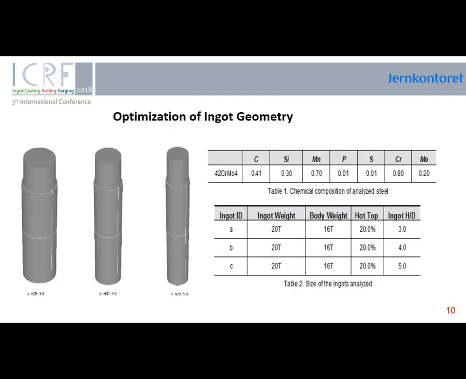To analyze the influence of ingot shape on A-segregation, the chemical composition of the steel that has been taken into consideration is in the first table. In the second table is the geometry data of the analyzed ingots. Here, the H/D ratio is defined as the ratio between body weight and medium diameter.